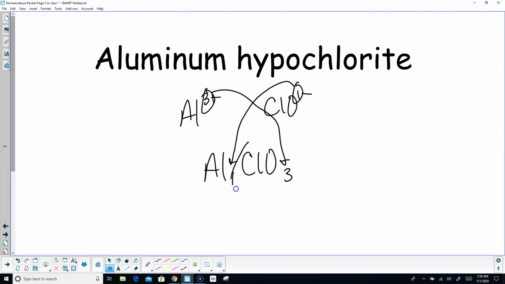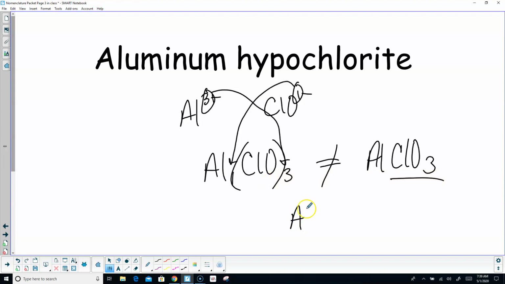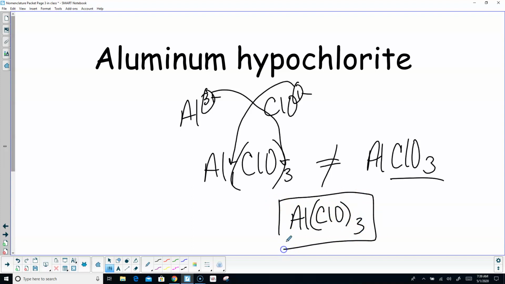What you guys have to understand is that the parentheses have to be in place, because that tells me it's aluminum hypochlorite. If I don't put them, that is not the same thing, AlClO3, because if you write it in this fashion, this doesn't look like hypochlorite anymore. That looks like chlorate, okay? So whenever you are taking a charge and placing it behind a polyatomic, you have to put the polyatomic in parentheses, regardless of whether it has numbers or not. So this is the answer, Al(ClO)3. This is aluminum hypochlorite. This is aluminum chlorate, and it's written incorrectly. So, yep, this is how you do it.